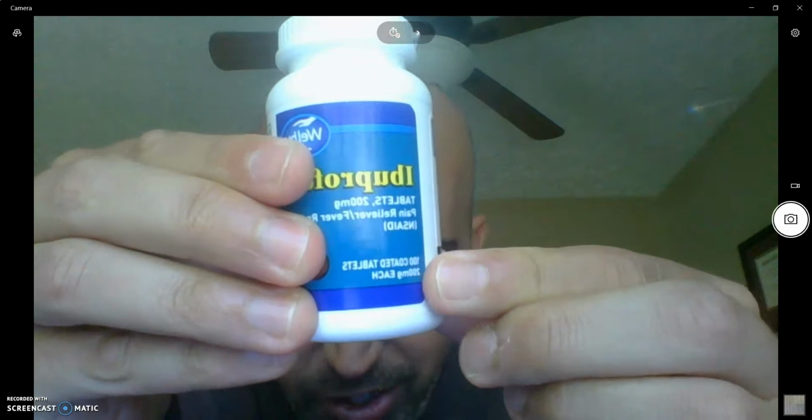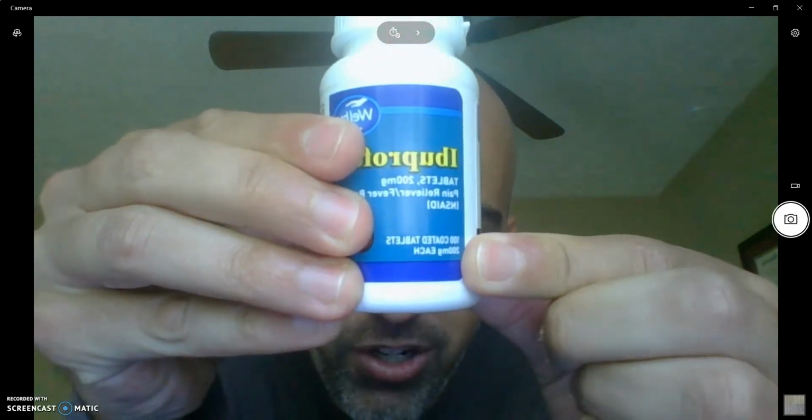So I have some here. This is ibuprofen. This is what you would take if you have a headache or a muscle ache. If you look down here, it says 200 milligrams each in the pill. That doesn't mean the pill weighs 200 milligrams. That means the amount of the pill that is that medicine is 200 milligrams. So they're very, very small.